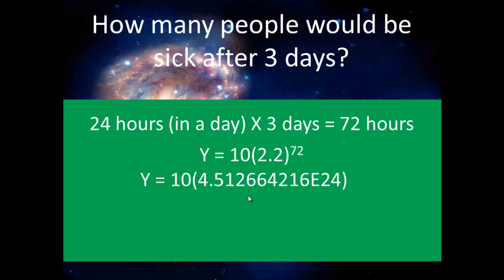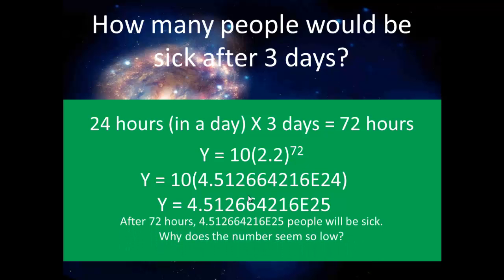So 2.2 to the power of 72 is a really, really large number. It equals 4.512664216e24. And that e represents that it is a very large number, so large that the calculator shortens it by using an e. So when we multiply that by 10, we get y equals 4.512664216e25. After 72 hours, about 4.512664216e25 people will be sick.